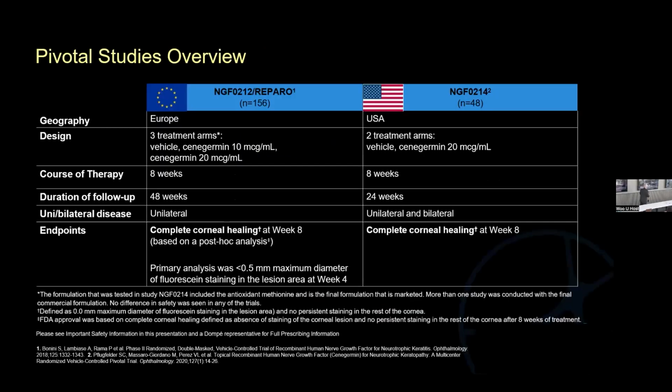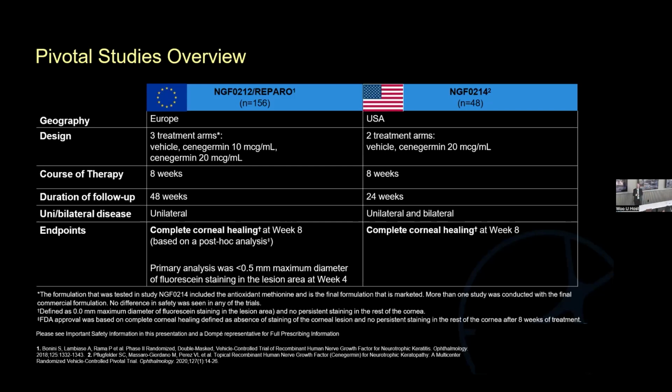Now, let's take a quick look at the Oxervate clinical trials. There were 2 European studies of 156 patients and the US study with 48. We were one of the sites. I was the PI on that. To get into the study, you had to have stage 2 or stage 3 NK. You were treated with either drug or vehicle for 8 weeks, which is the standard therapy for it. The European study ran afterwards with 1 year follow-up. We ran 6 months follow-up.